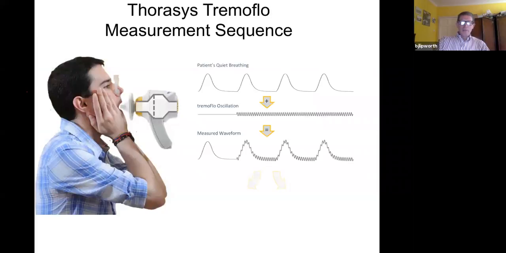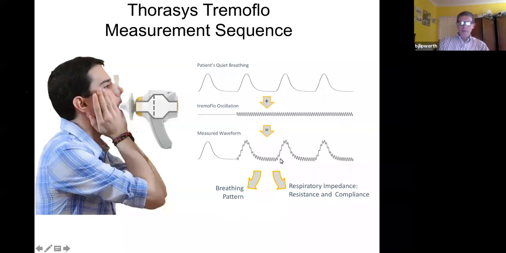So this is a diagram showing you actually what's involved. Here you have the patient with a nose clip holding their cheeks and breathing in and out, just normal, quiet, tidal breathing, breathing in and out of the portable tremor flow device. Now what happens is, there's a vibrating mesh here, and that vibrating mesh then transmits sound waves down the bronchial tree. So you are superimposing the oscillation from the tremor flow onto the patient's normal, quiet, tidal breathing.